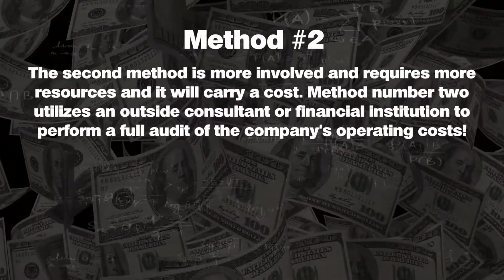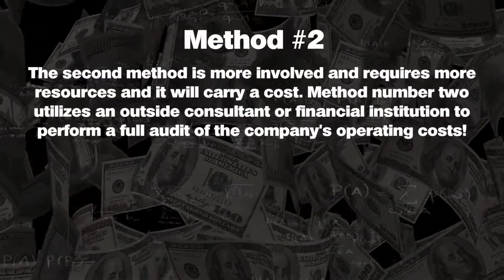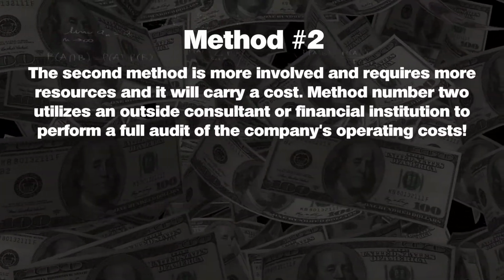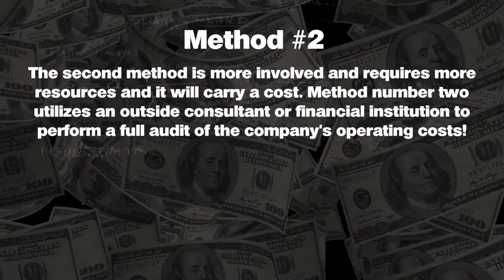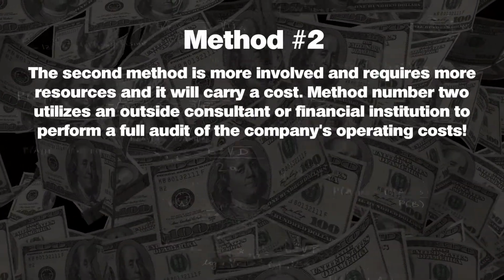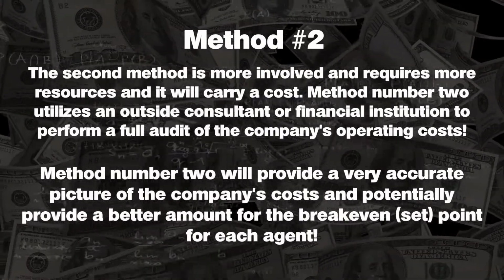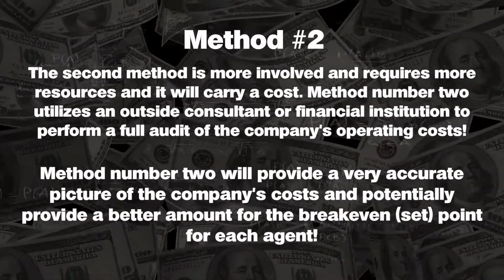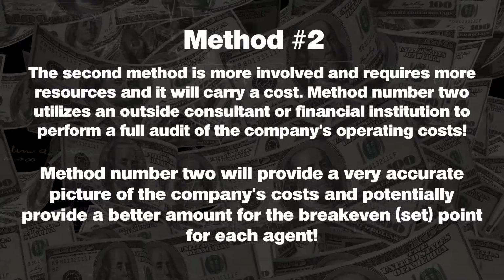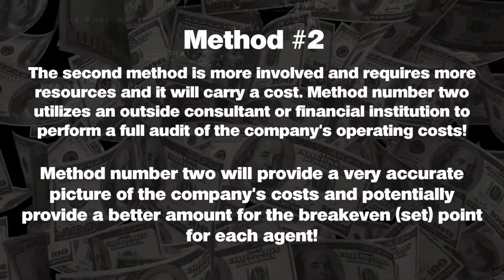Method number 2. The second method is more involved and requires more resources, and it will carry a cost. Method number 2 utilizes an outside consultant or financial institution to perform a full audit on the company's operating costs. Method number 2 will provide a very accurate picture of the company's costs and potentially provide a better amount for the break-even point for each agent.